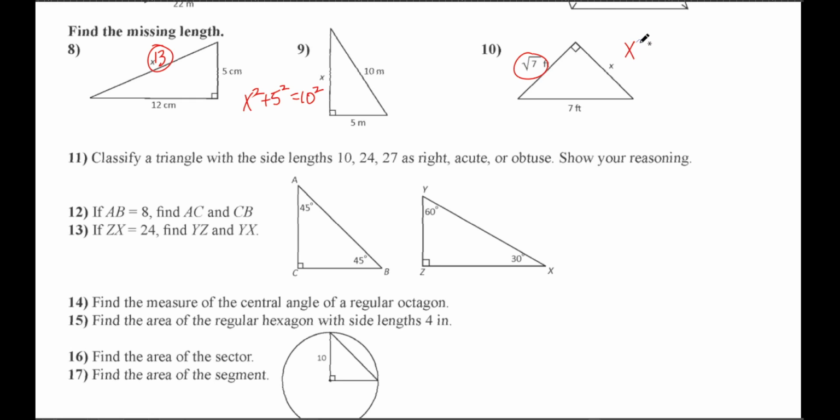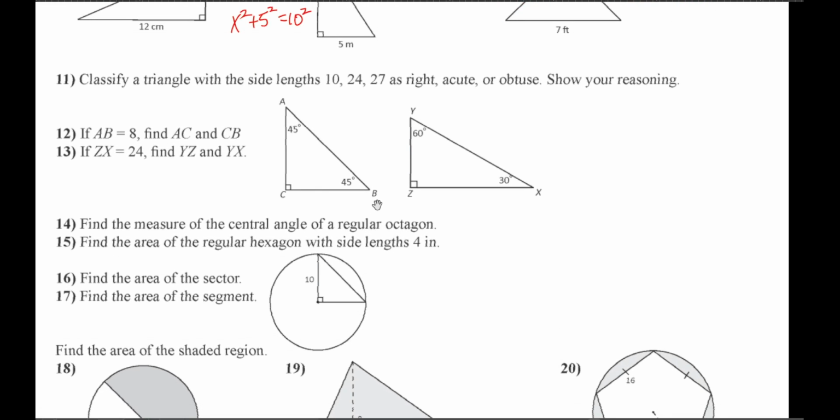Because what are you going to have? You're going to have x squared plus the square root of 7 squared equals 7 squared. What happens here when you square a square root? They just cancel out, just a 7, that's right. Okay? Everybody good? This would be 49, subtract 7, 42, square root of 42. Okay? That's it. Everybody good?